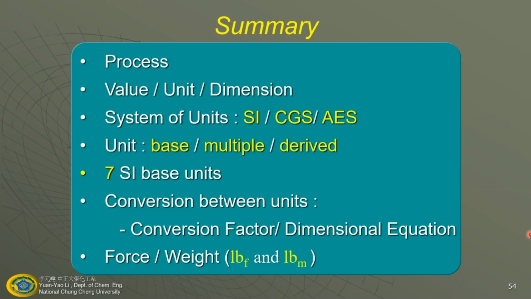Right. So this is the summary. First of all, we need to know the process: base units, multiple units, and derived units. This is important, you know what I mean, right? 7 base units. And then for conversion between units, you need a conversion factor and dimensional equation. And for force and weight, you need to be aware of the pound force and the conversion factor between pound force and pound mass.